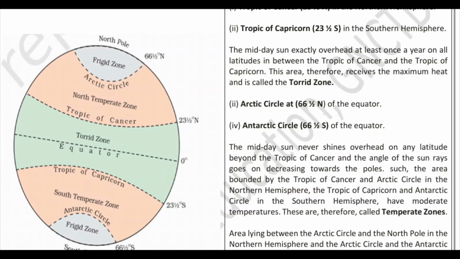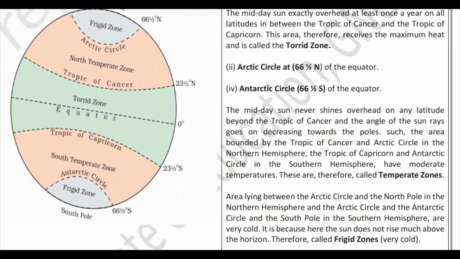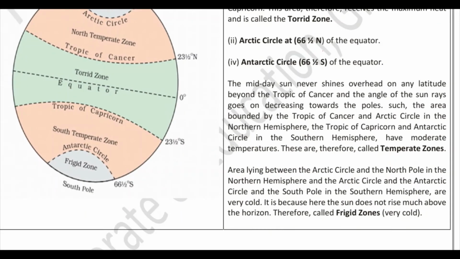Now we are going to see what is given to us. This is trying to say the midday sun never shines overhead on any latitude beyond the Tropic of Cancer, and the angle of the sun rays goes on decreasing towards the poles. Thus the area bounded by the Tropic of Cancer and the Arctic Circle in the northern hemisphere, and the Tropic of Capricorn and Antarctic Circle in the southern hemisphere, have moderate temperatures. Therefore, these are called temperate zones.